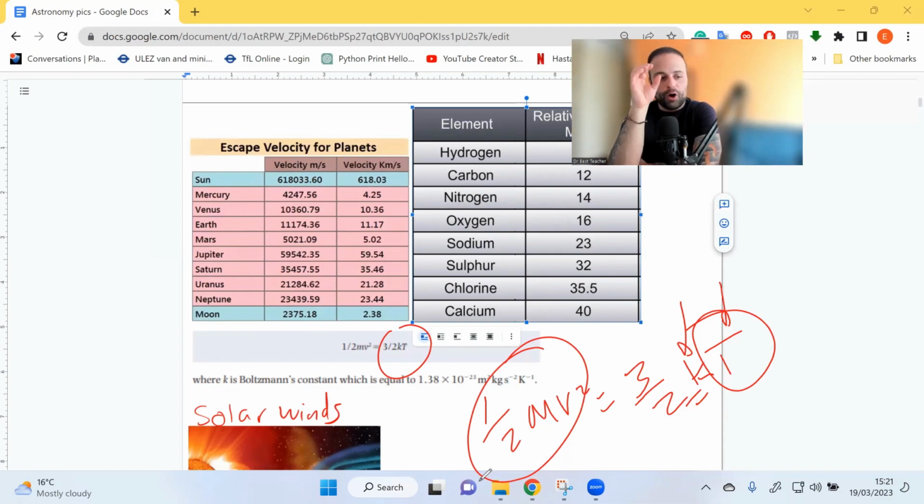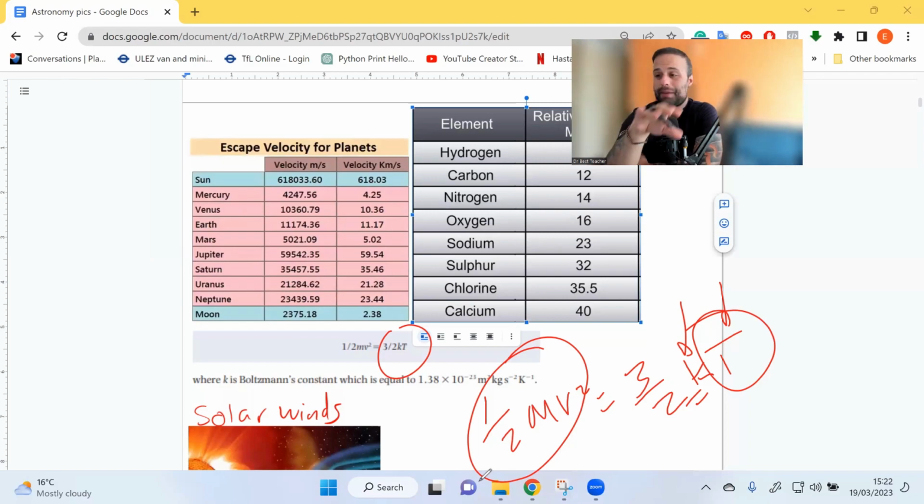If you are hot enough, you're going to travel faster. If you travel faster, you have a greater probability of escaping the Earth's gravitational pull. The reason I'm saying probability is because we're talking about average kinetic energy. That doesn't mean all the gas molecules are going to have the same kinetic energy. Some of them are going to travel faster, some slower. So the hotter it gets, the greater the proportion of gas molecules that will have that specific velocity to escape the Earth's gravitational pull.